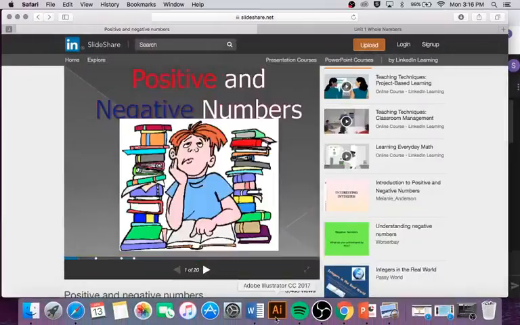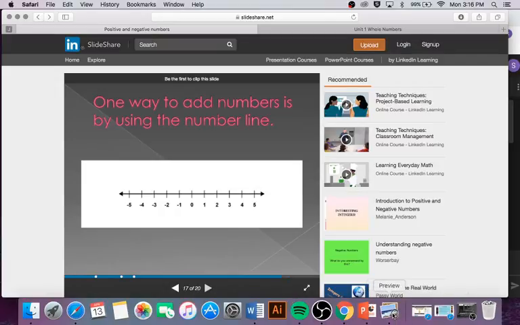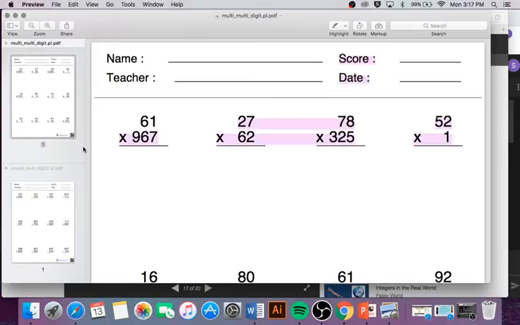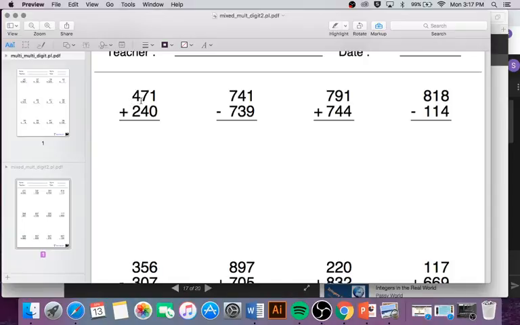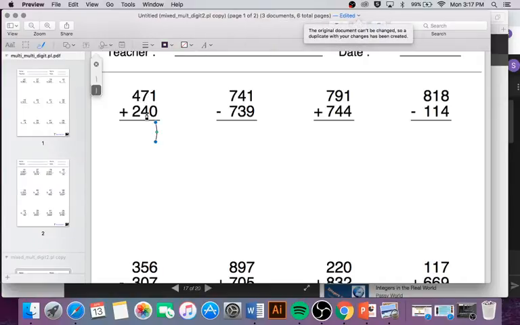Okay, so we're going to skip using the numbers on a number line, and we're going to do some examples together. We have 471 plus 240. So we add our 1 and our 0 and get 1. 7 and 4, we're going to get 11. So we put down the 1 from the ones place and carry the 1 in the tens place. 4 plus 2 is 6, plus 1 is 7. So our answer to 471 plus 240 is 711.